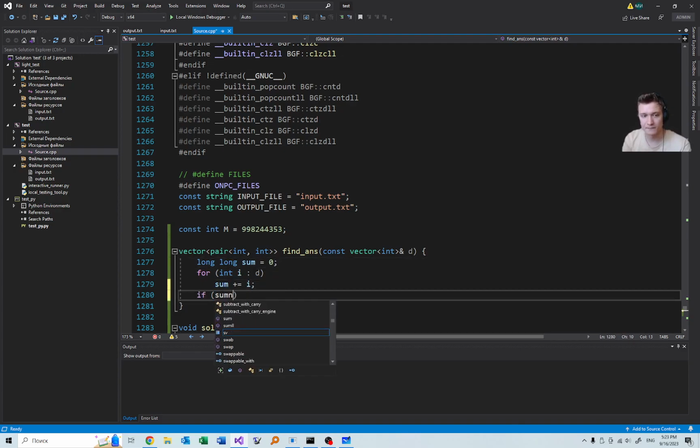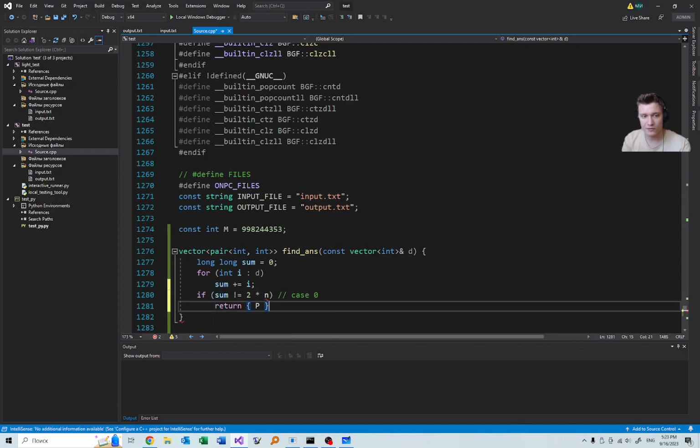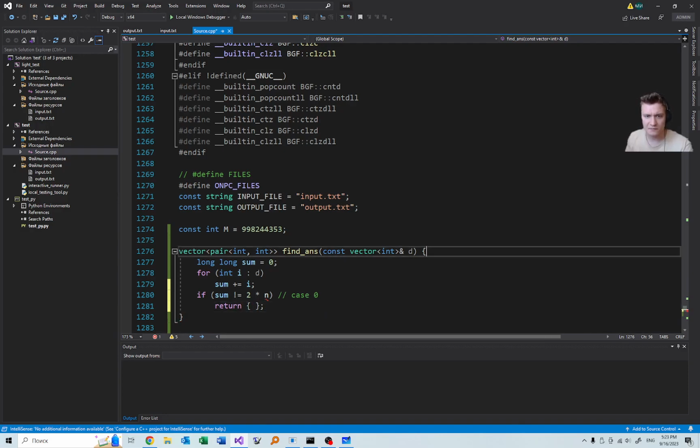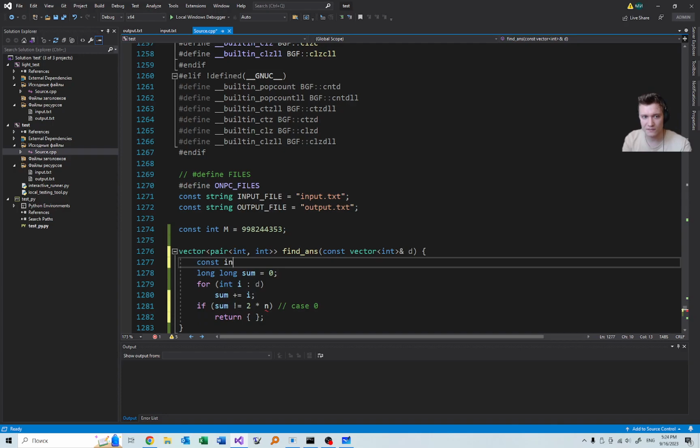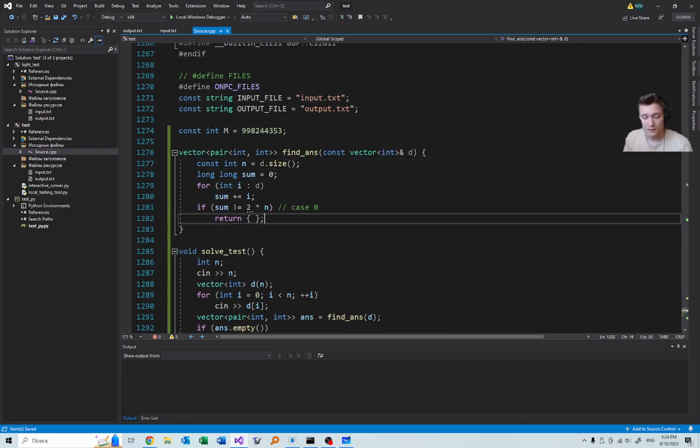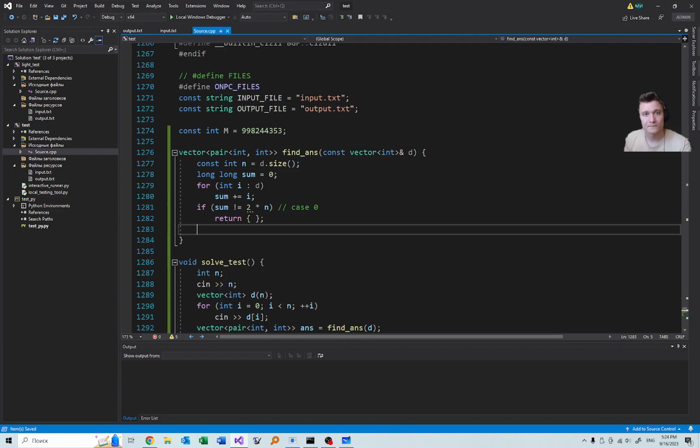So if sum, I can write that this is case 0. So here we just return nothing. I didn't say what n is. Constant n equals d dot size. Great. So now the sum is correct.